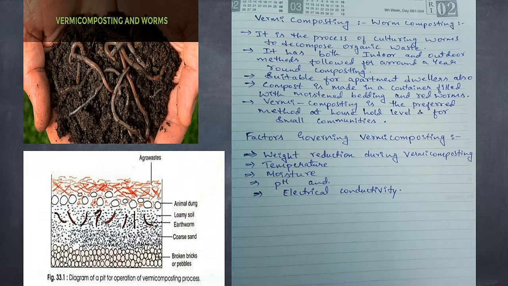It has both indoor and outdoor methods, and it can also be followed up to a year. This methodology is also suitable for even apartment dwellers, households, or smaller communities. They can follow this treatment method. And how is this compost obtained? Usually, in a container they fill moist bedding, and they introduce red worms, and after their degradation we obtain the compost material.